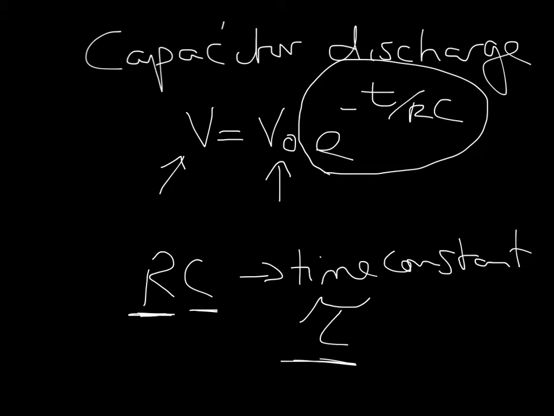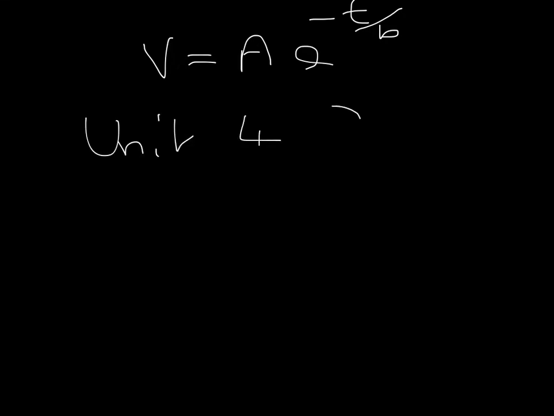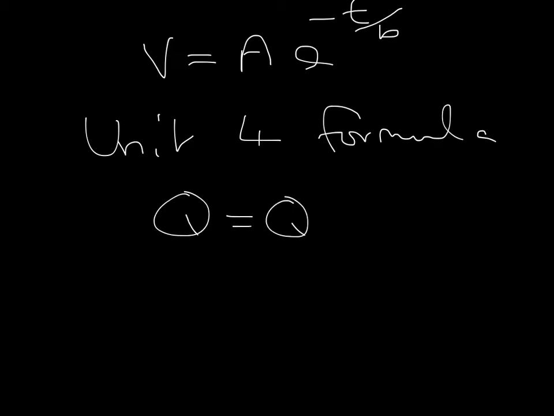You're asked to process the data that you'll take to get a straight line and to determine a constant. In your coursework, you are given that V equals some constant e to the minus t times another constant. I can't remember if it's divided by or times. We'll say it's divided by. So in the Unit 4 formula that you are given is Q equals Q0 e to the minus t over RC.